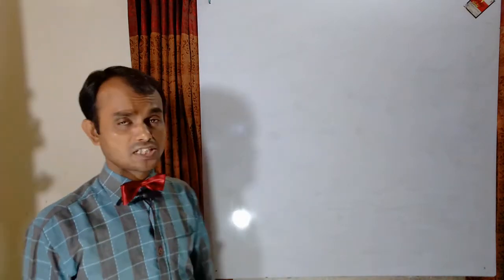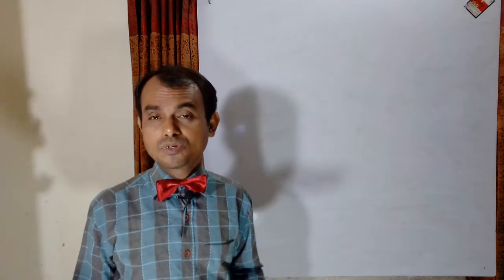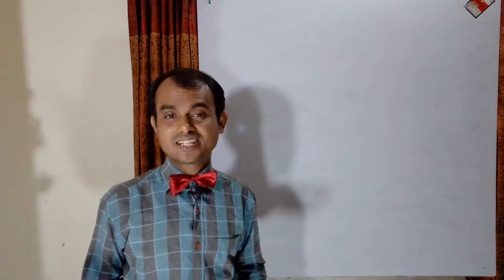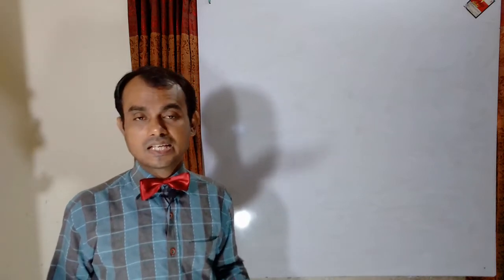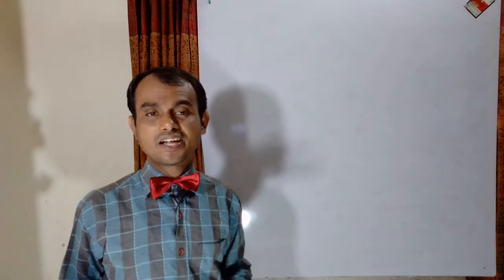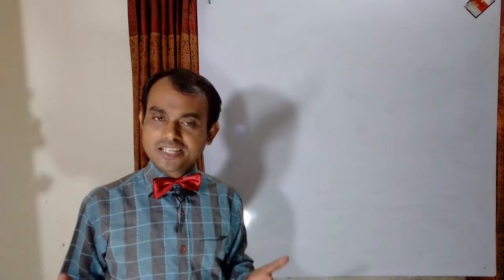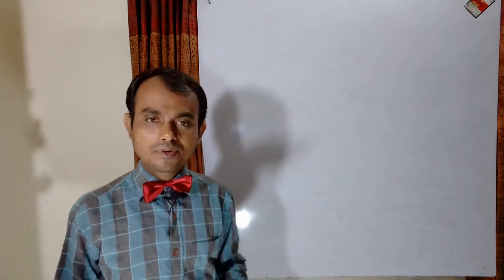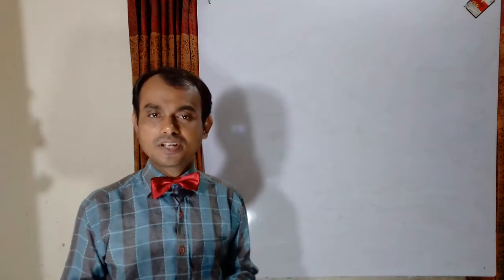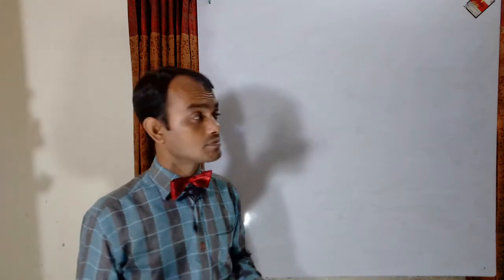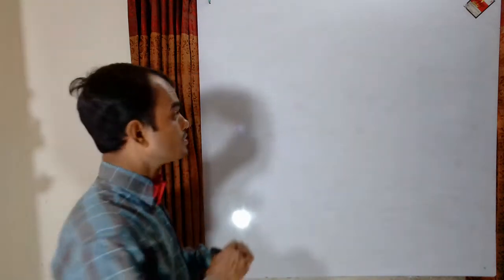Dear students, today I am going to teach you about mood. What is mood? Mood indicates the different types of expressions by the verb. It is of three kinds: indicative mood, imperative mood, and subjunctive mood. For example, I am going to write on the whiteboard.